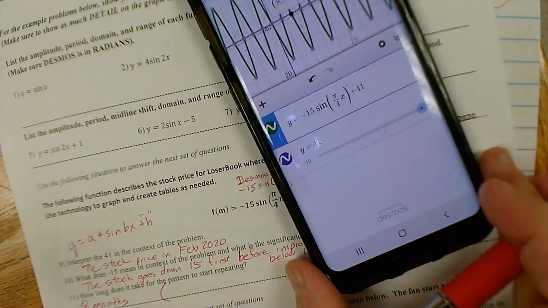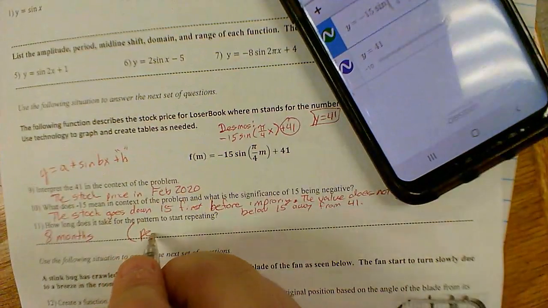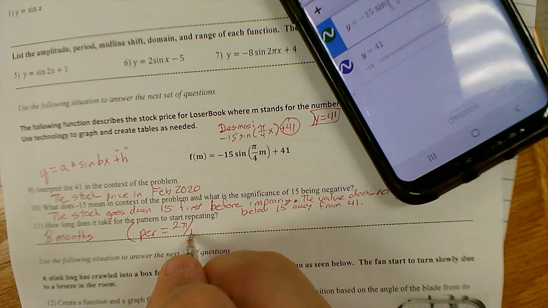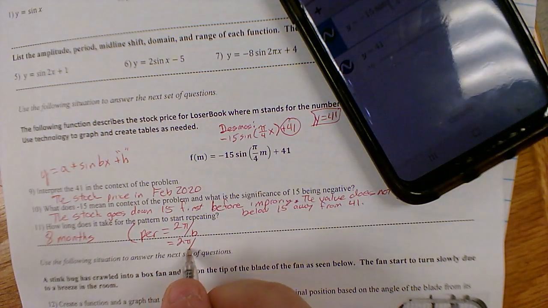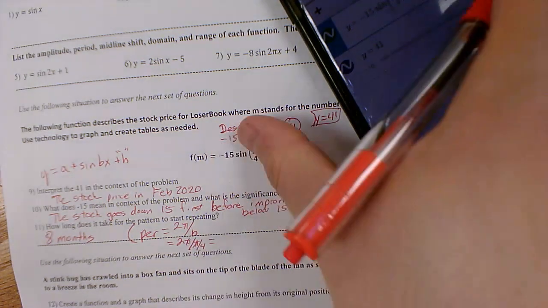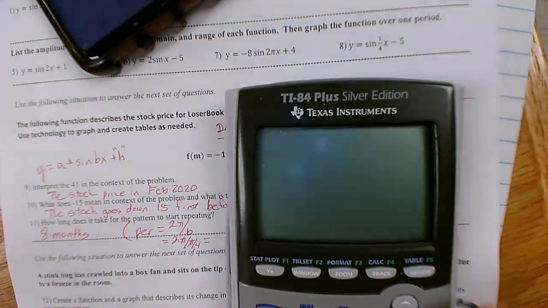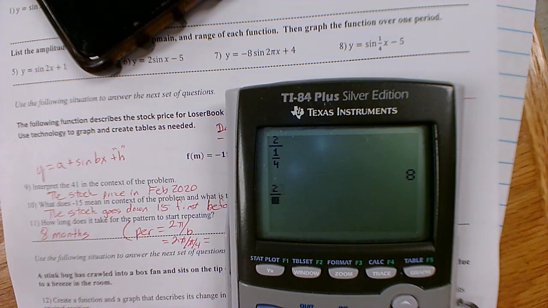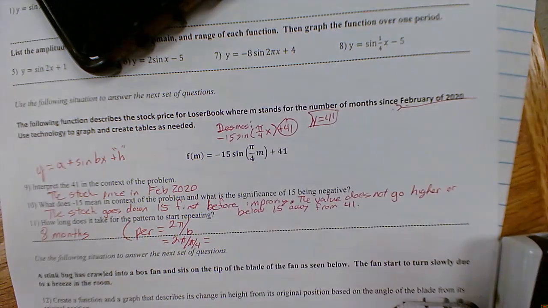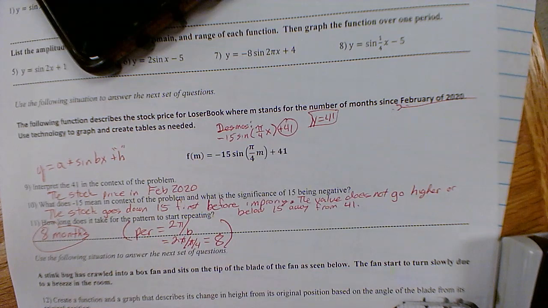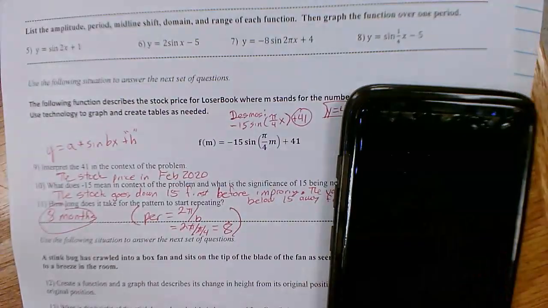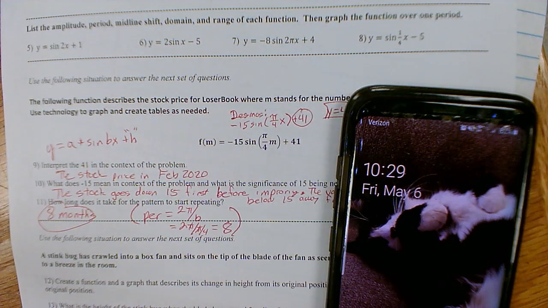Or if you wanted to do it by hand, remember, period is equal to 2 pi divided by b. So in this case, we would do 2 pi divided by pi over 4. The pi's would cancel, and we would end up doing 2 divided by 1/4, and we get 8. So you could either look at the graph and figure out that it's 8, or you could use the period formula. So this is the type of problem when the idea of when in doubt, graph it out does a good job.